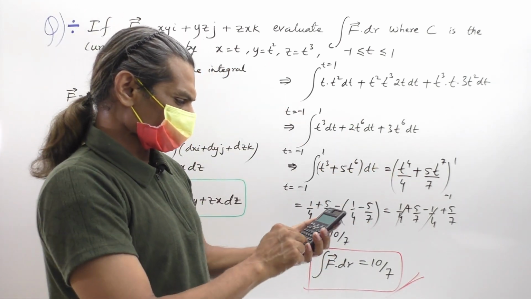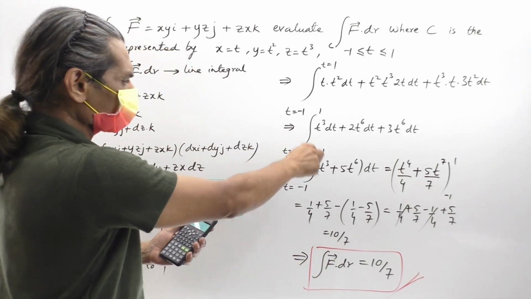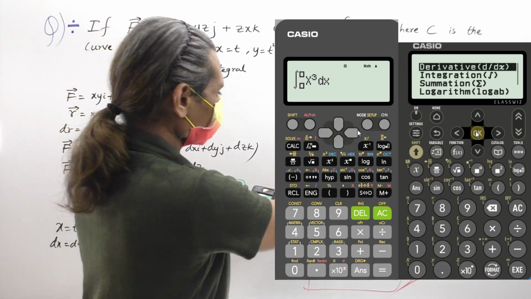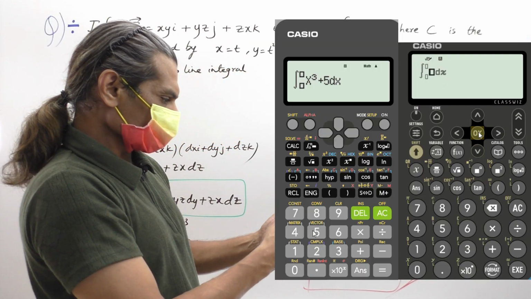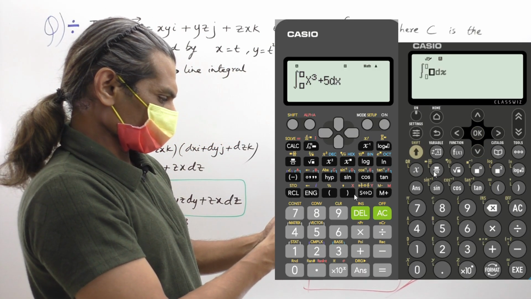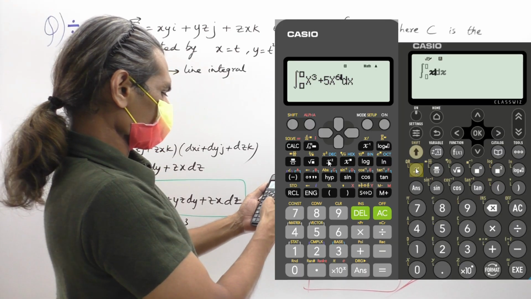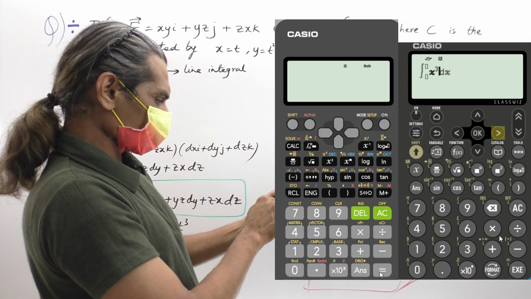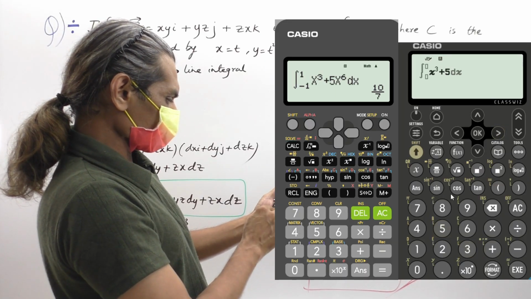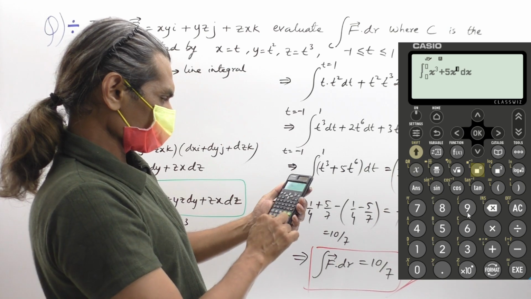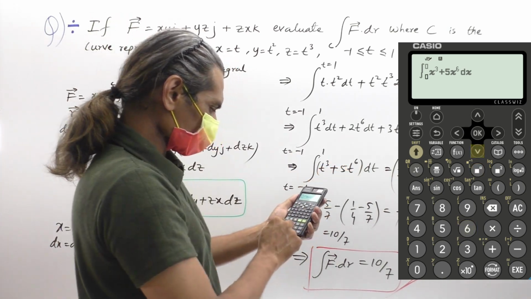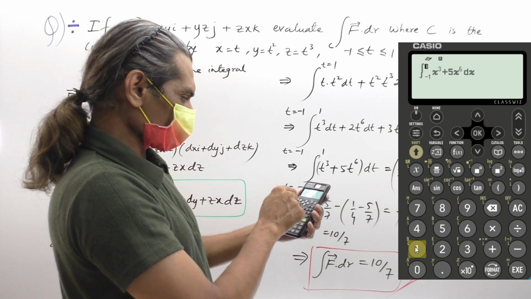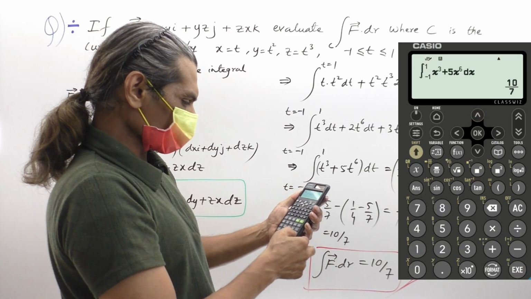So you can press integration here, and in place of t you can put x, because x is the variable given here. So you can write here, what is it? t cube, so x cube. Plus 5 x raised to 6, then go down, minus 1, go top, plus 1, equals.